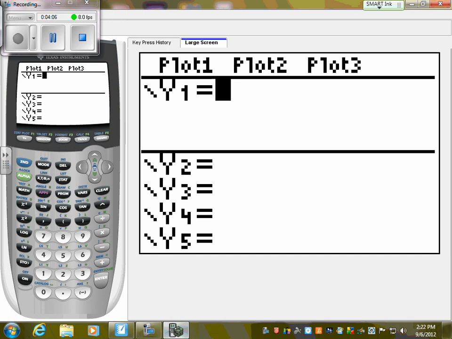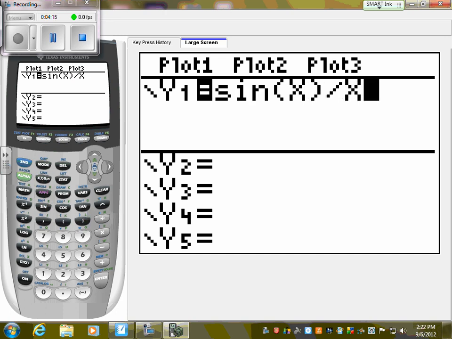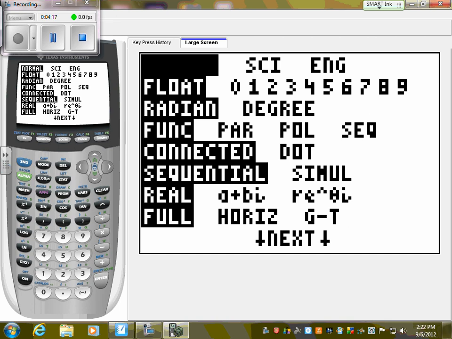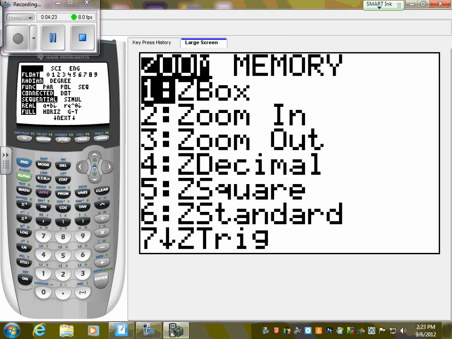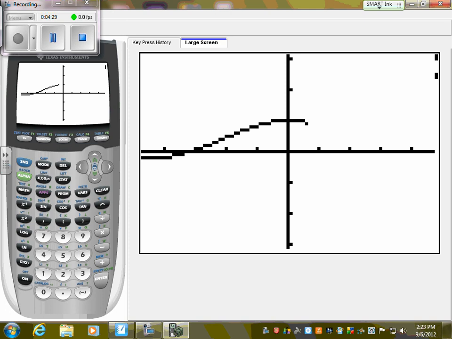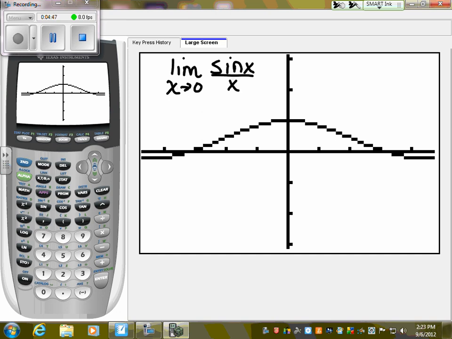Okay, first thing I want to do is let's use our calculator, and let's graph y equals the sine of x divided by x. Let's check that we are in radian mode, and let's do zoom and then decimal. Okay, so here comes our graph. When you look at the graph, it looks nice and continuous. And what I want to do is talk about what happens if I look at the limit as x approaches 0 for sine of x over x.